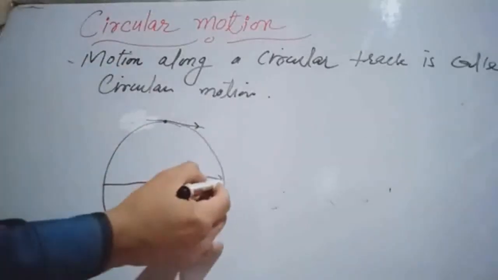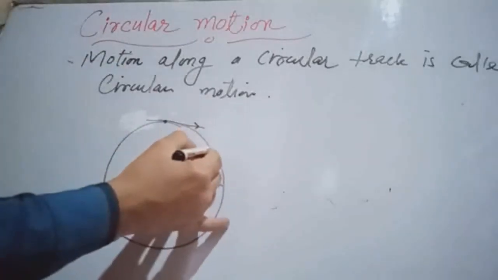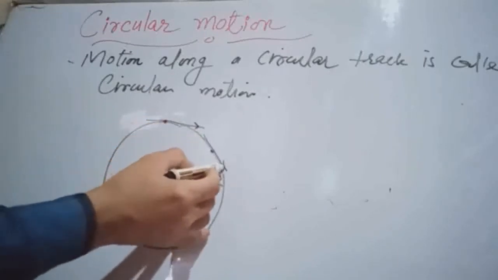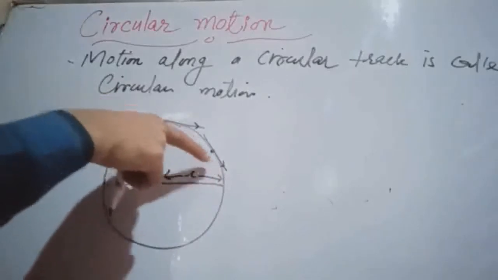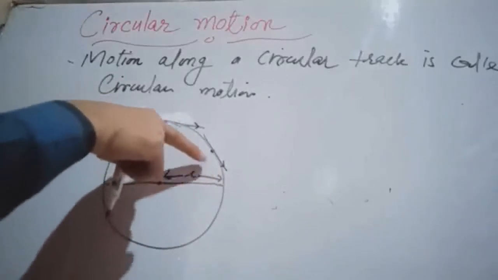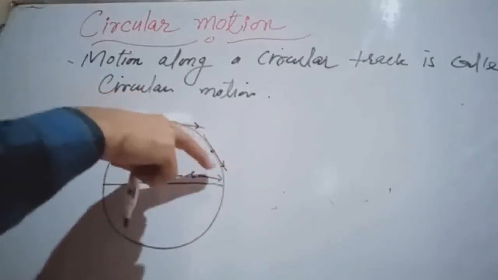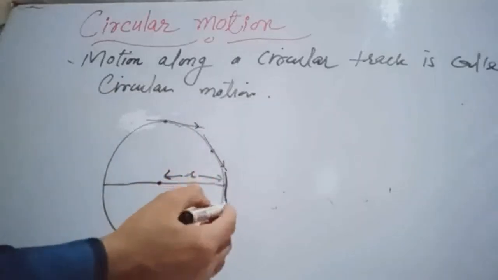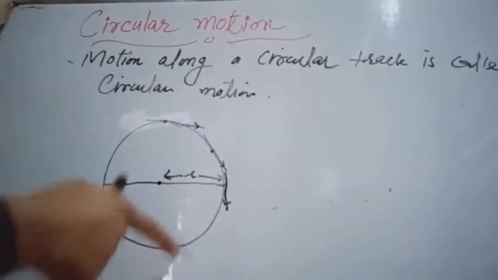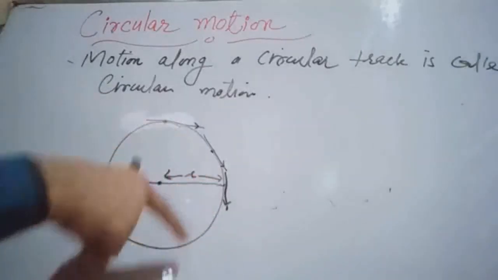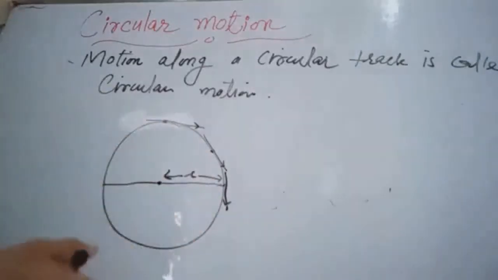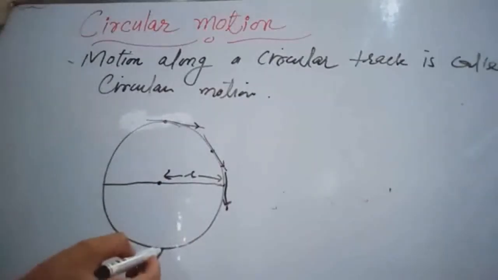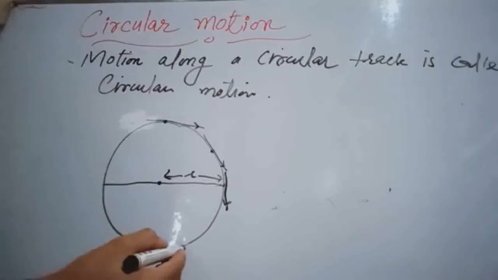If the body is here, we will draw a tangent here, and this tangent shows the direction of the velocity. That means the direction is towards this side. If the body is here, we will draw a tangent here. This means the direction of the body is towards this side, downwards, and so on. Similarly, if the body is here, we will draw a tangent here.